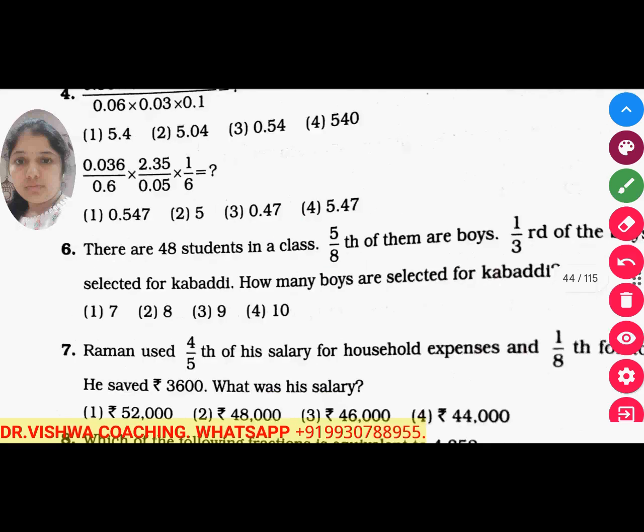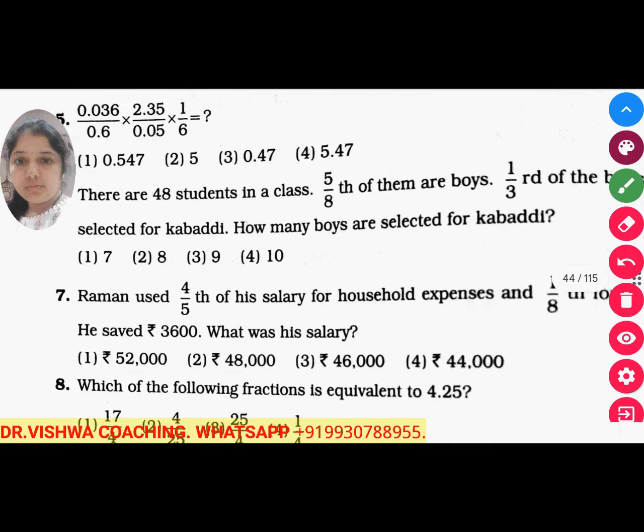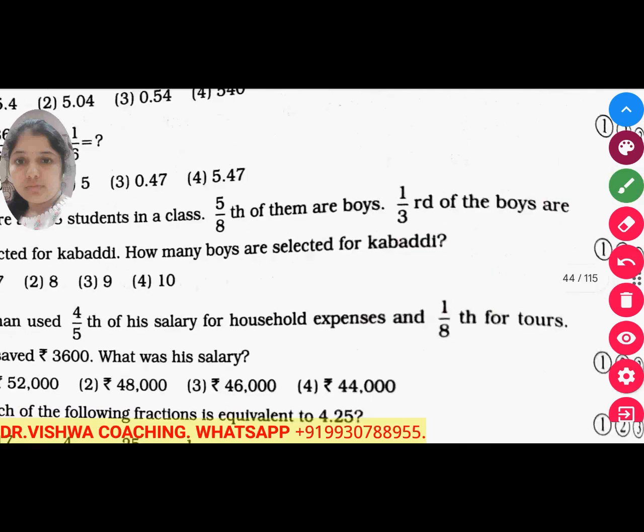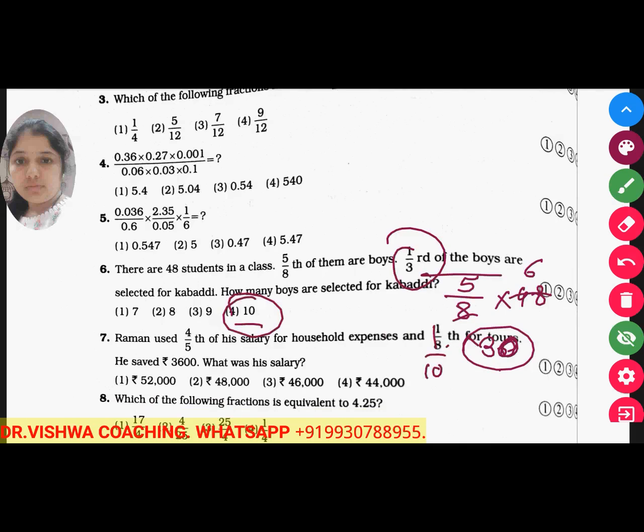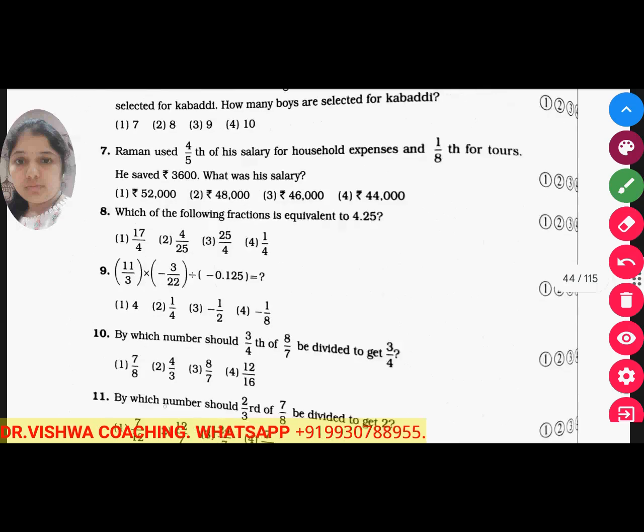Okay, the next one is also the same. 48 students are there. 5/8 of them are the boys, and 1/3 of the boys are selected for kabaddi. Now how many boys are there? So 5/8 of 48. So 8 5s are 40 and 8 6s are 48. So 5 6s are 30. 30 boys are there. Out of 30 boys, 1/3 boys plays kabaddi. So 10 boys plays the kabaddi. Okay. So in this way you can crack the rest of the sum.